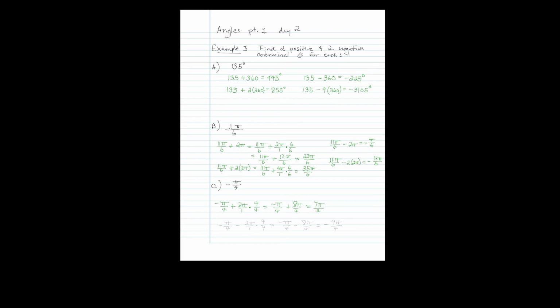And to find one that is negative, I'll take negative pi over 4 and subtract off a rotation. So that is negative pi over 4 minus 8 pi over 4, which is negative 9 pi over 4.